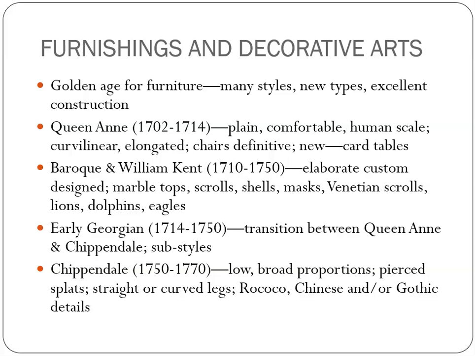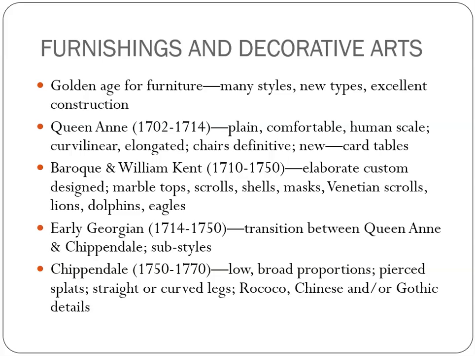This lecture will focus on Queen Anne and Georgian furniture styles. We will also look at the designs of William Kent. This style takes place during what they call the Golden Age of furniture, where many new styles and furniture types are developed. During this time, people have more money to spend on furniture, and furniture becomes a profitable business.